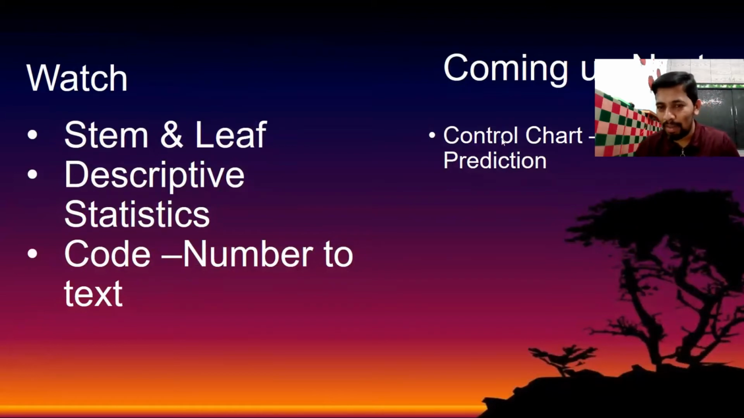What is going to come up next is the control chart. Particularly, I will be talking about how to identify the outlier, how to omit the outlier, and how to go and arrest the outlier and so on, and how this can also be useful for prediction as well.